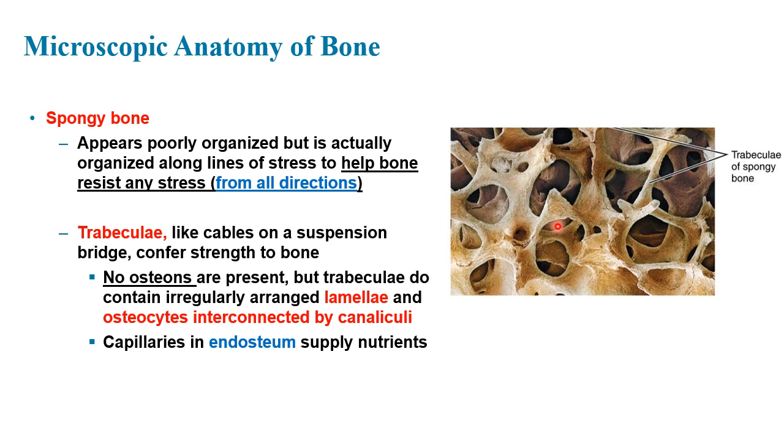Okay, so they don't really need those central canals, the structures that we've seen before, because here you have plenty of surface area for those osteocytes to get their nourishment based on the attachment here of the endosteum that has all of these blood vessels. Okay, so that's also another major difference in the structure of these bones.